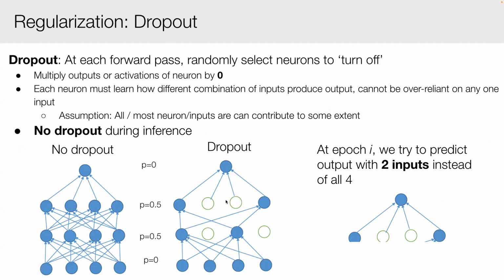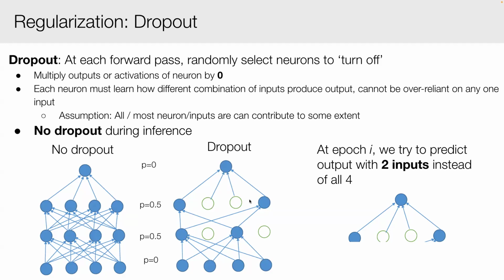So what does that mean? Well, to turn off the neuron, we just multiply whatever its activation would have been by 0, right? So what that means is, if my neuron is always outputting 0, its gradients are going to be 0. More importantly, its outputs to future neurons will be 0 as well, right? So if we're looking at this layer and I turn off these 2 neurons, well, this neuron has to try to predict the output only using these 2 inputs, right?